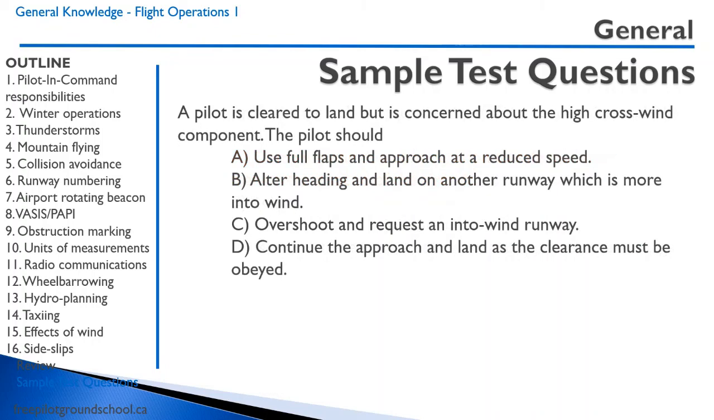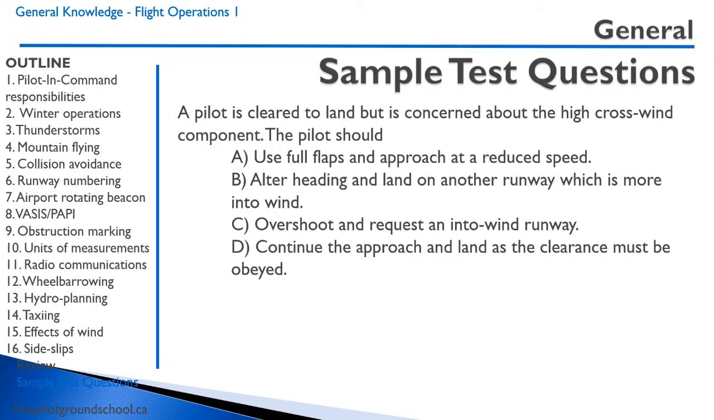Here's another common sense question. The pilot is cleared to land, but is concerned about the high crosswind component. The pilot should A, use full flaps and approach at a reduced airspeed. So from your flying lessons, you will learn, no, that's not correct. You actually use less flaps, not more flaps. B, alter heading and land on another runway, which is more into wind. That's reasonable, but let's continue.